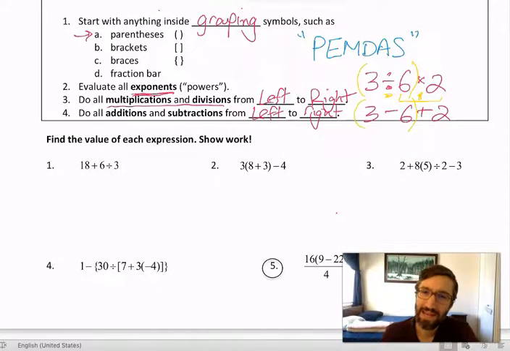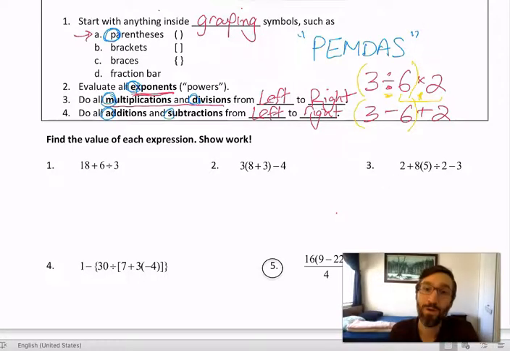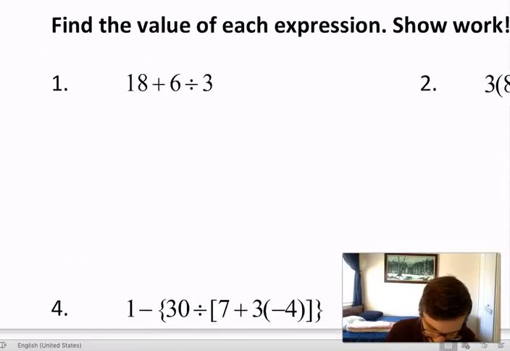PEMDAS. I'm not sure if you've heard of PEMDAS before, but PEMDAS is just an easy way to remember that we do parentheses, P, exponents, E, multiply and division left to right, MD, and then A and S, PEMDAS. Okay, so that's PEMDAS. I guess that's all I'll say about that. Okay, back to this one.